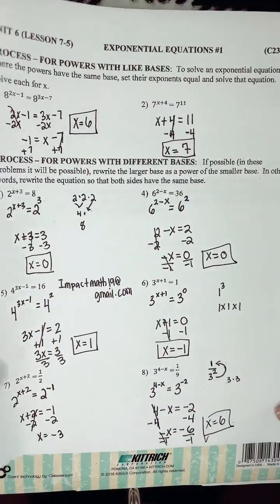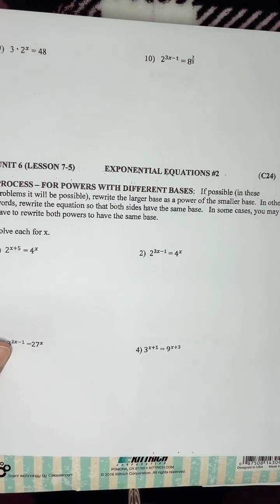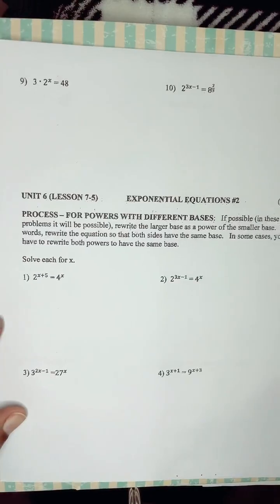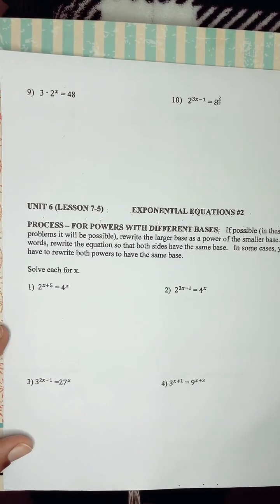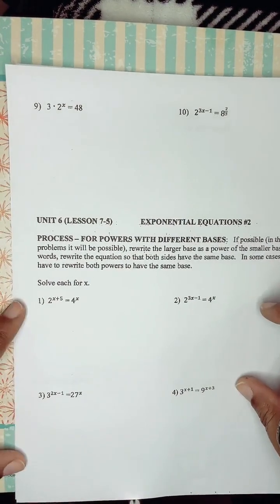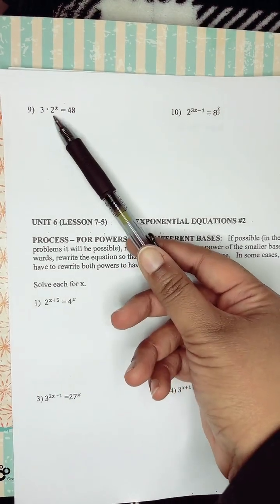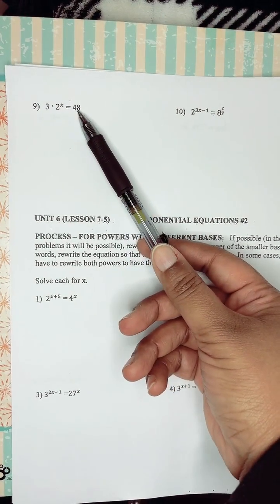All right. Great job, everybody. Let's keep it pushing. Let's keep on practicing these, okay? Okay. All right. So let me scoot the paper down so it can show up. All right. So now we have 3 times 2 to the x equals 48.